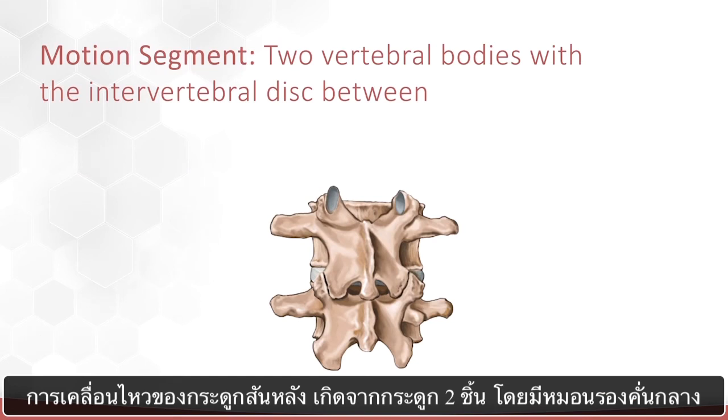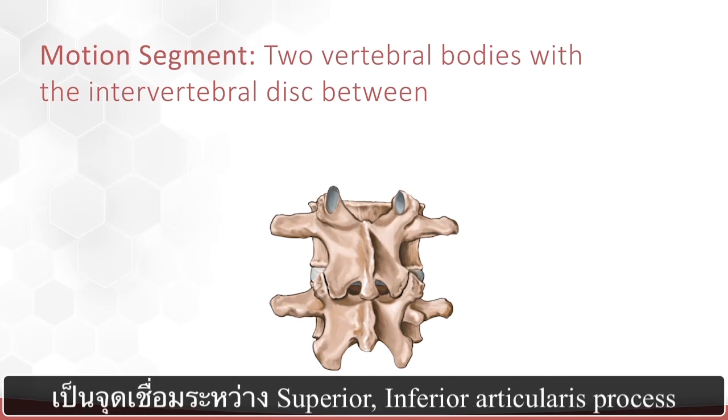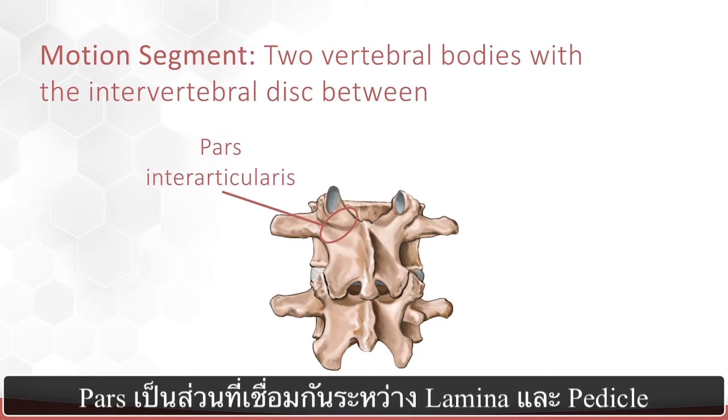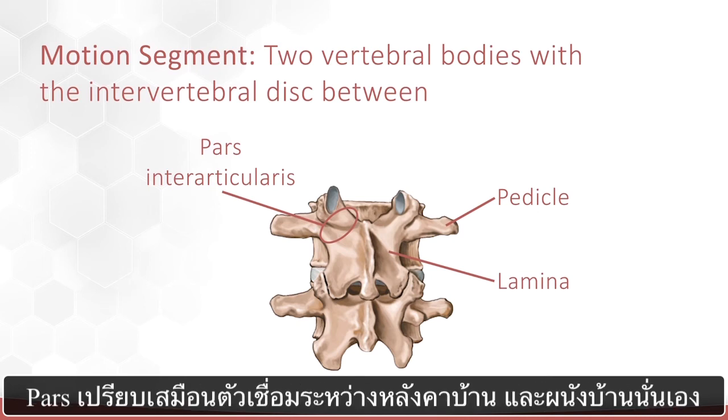This is a posterior view of a lumbar vertebral motion segment. A motion segment is defined by two vertebral bodies with the intervertebral disc between. The anatomy here is very similar to what we have previously viewed. Let's now point out the pars interarticularis, commonly referred to simply as the pars. The pars is a region or bridge of bone that connects the lamina to the pedicles. A pars defect would cause a discontinuity between the posterior elements of the spine and the vertebral body. Think of the pars as the portion of bone that connects the roof of the house to the walls.